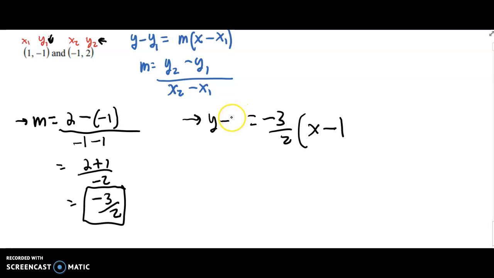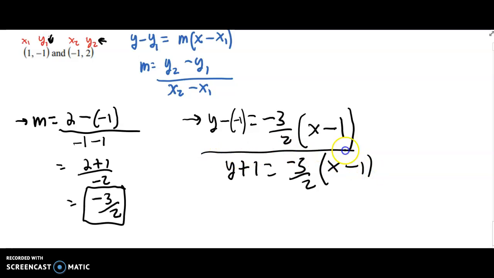We have y minus negative 1 equals our slope times x minus x1. And we'll just correct this to y plus 1. And then we can leave our final answer as point slope form.